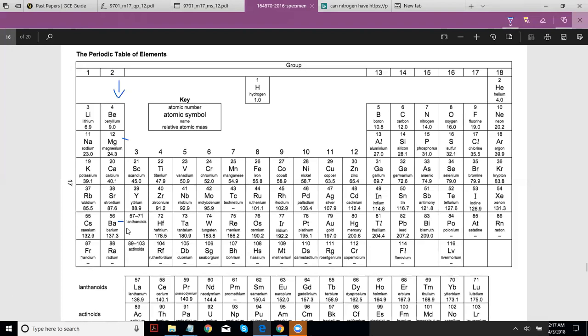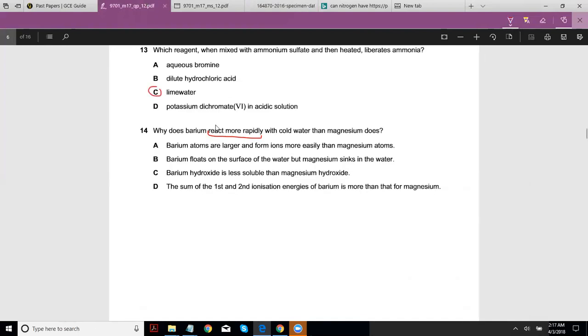If it's easier for barium to lose those 2 electrons, barium will be more reactive, because for metals, reactivity is like losing those 2 electrons to form a 2 positive ion. The more easily it can lose them, the more reactive it is. So if we read these statements, barium atoms are larger, which is true, and form ions more easily than magnesium atoms, and this is a pretty good explanation. Barium floats on the surface of the water, but magnesium floats in things, so that has no relation. Barium hydroxide is less soluble than magnesium hydroxide, also has no relation. They're both ionic hydroxides.